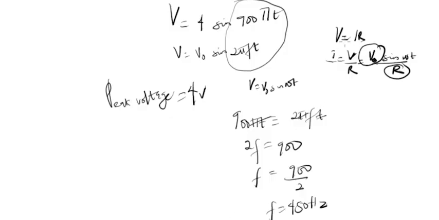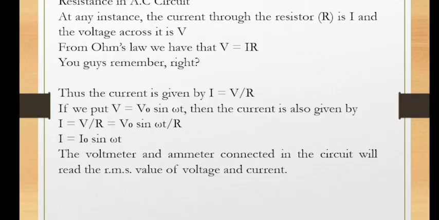This is what I was trying to say. Sorry that the board did not show. It said V is equal to IR, then I is equal to V over R. Don't forget your V is V naught sine omega t, so V naught sine omega t over R. And that's why we've gotten this relationship.